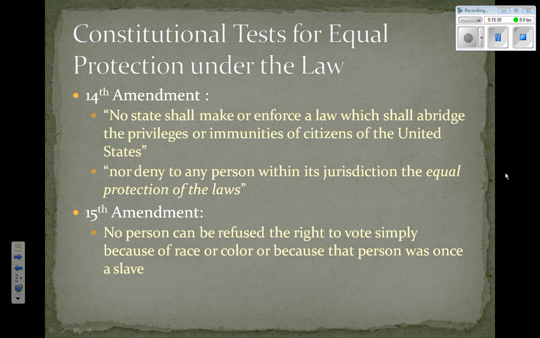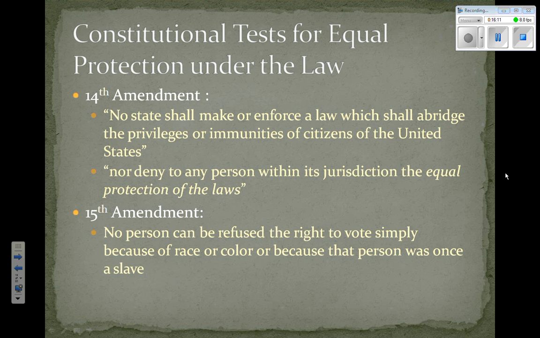So no state shall make or enforce a law which takes away the privileges of an individual in the United States. So it's guaranteeing that everybody is protected in the law regardless of really anything. If you're a citizen, you need to be held to the same standard as any other citizen. And again, it says it cannot deny any person within its jurisdiction the equal protection of the laws. So the 14th Amendment is spelling out the Equal Protection Clause. It's guaranteeing that all people be treated equally.